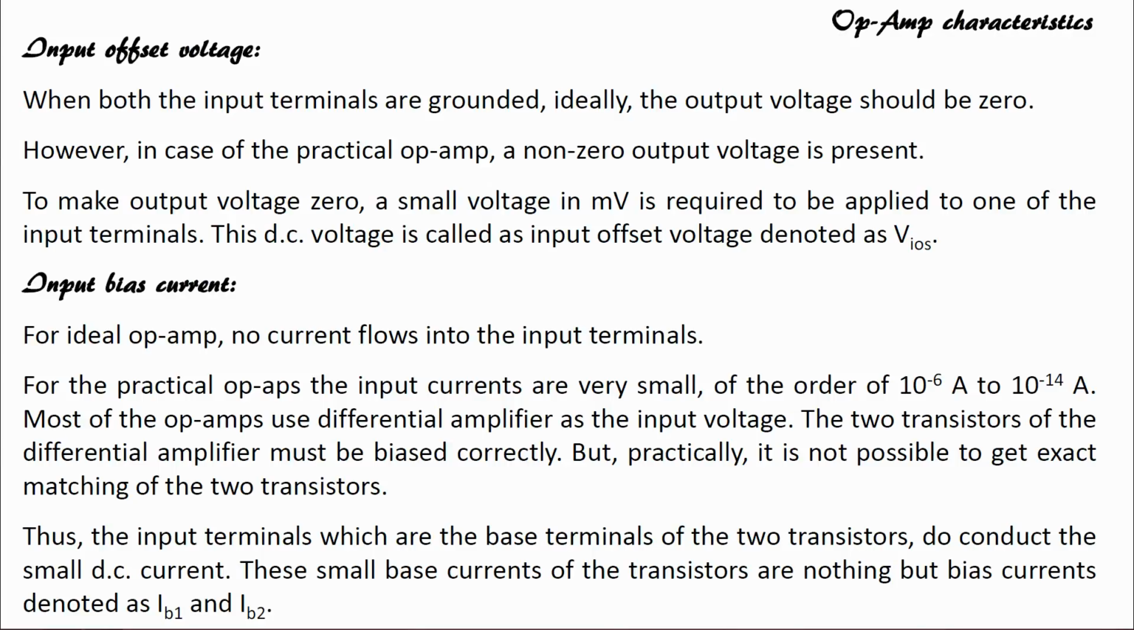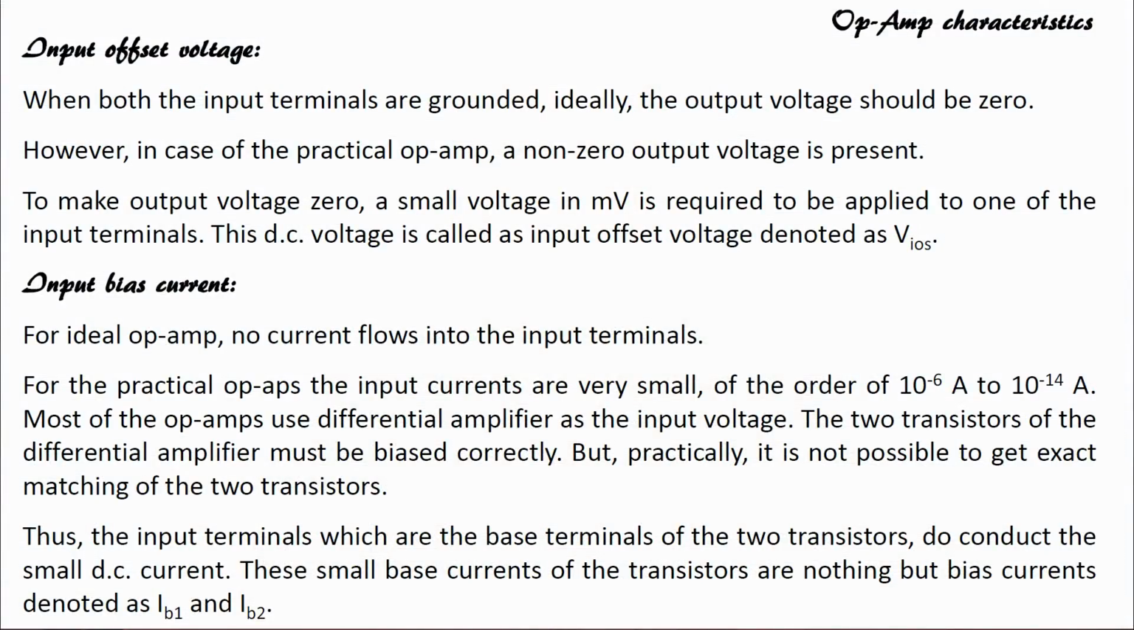Most of the op amps are used as a differential amplifier for the input voltage. The two transistors of the differential amplifier must be biased correctly, but practically it is not possible to get an exact matching of two transistors, right. This mismatch of the two transistors will allow a small base current, or small DC current, to flow into the input of the transistor. These small base currents are nothing but input bias currents, denoted by IB1 and IB2.